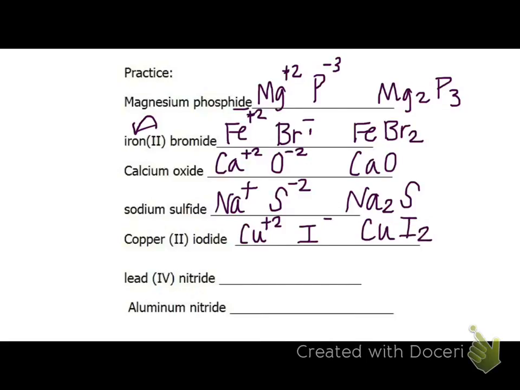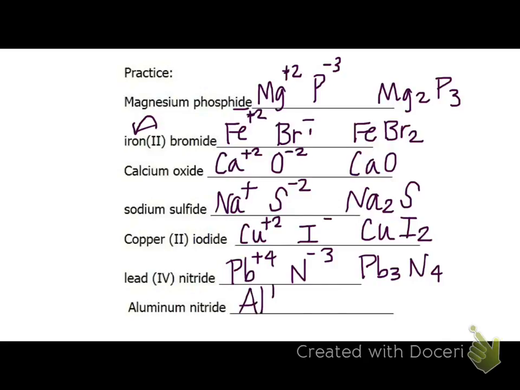And then lead 4 nitride would be lead plus 4. And then nitride is in group 15, so it's a negative 3. So again, now I have a 4 and a 3, so I want to do a multiple of 4 and 3, which would be 12. So if I do that, that means I would need to use 3 lead, and I would need to use 4 nitrides. Okay? And then the last one is aluminum nitride.